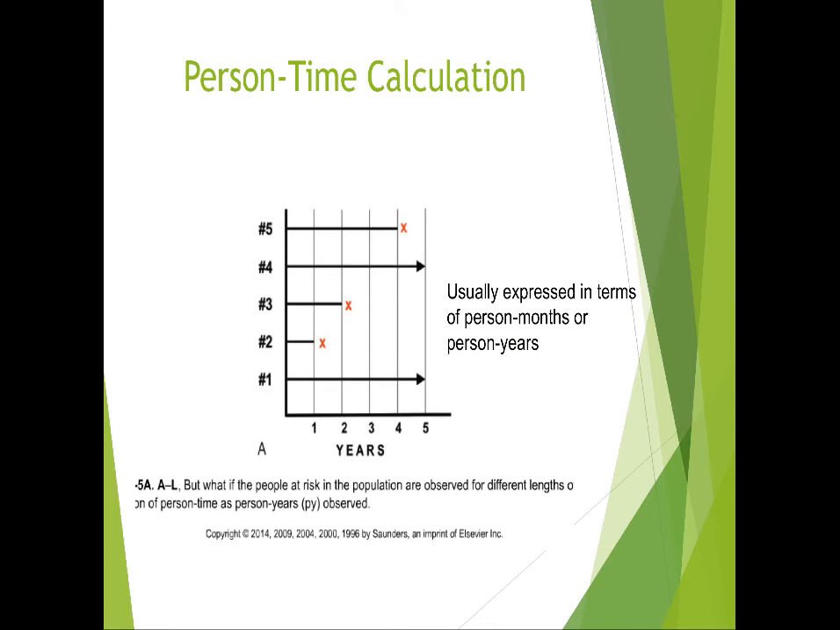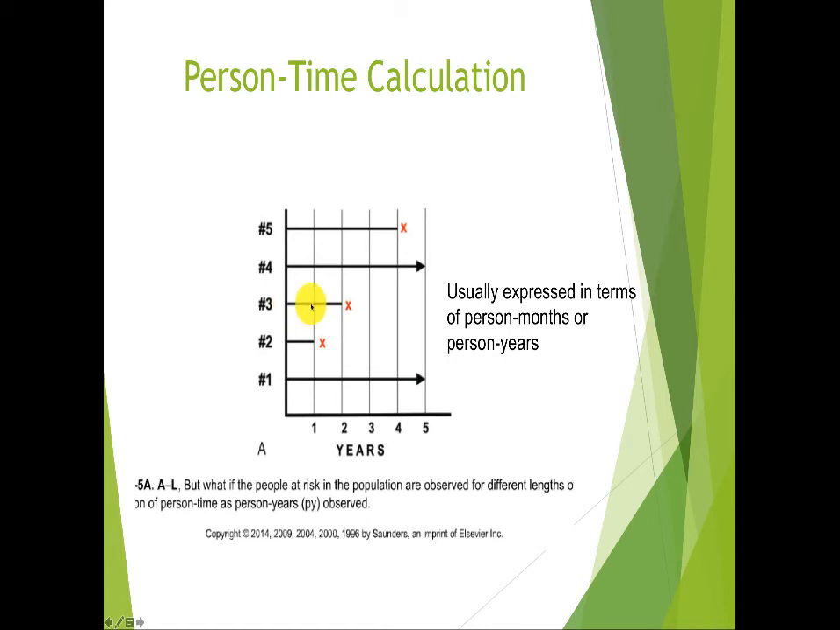In this figure, though, as you observe that everyone started at the same time, but not all were observed for the same amount of years. The first person was observed the entire 5 years. The second person observed only for 1 year. The X here indicates disease, so the person here became sick. So since it became sick, he's no longer at risk, right?